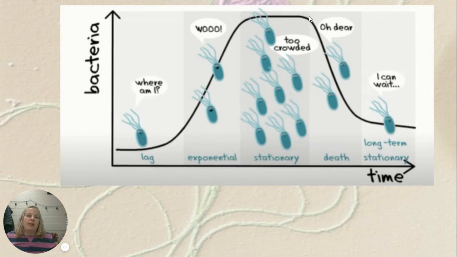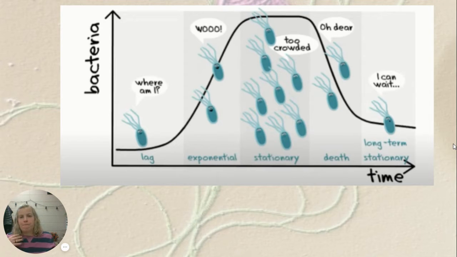But eventually the party just ends. We run out of food, and then you hit what's called the death phase. As we run out of food, you don't have enough to support the bacteria, and eventually they start to die. Now, some bacteria can put themselves into spores, and then they go into a long-term stationary phase until they find something new to infect. So they all go through that process.